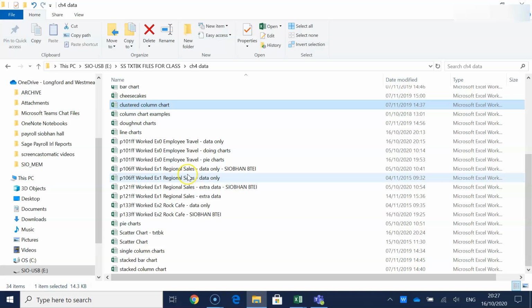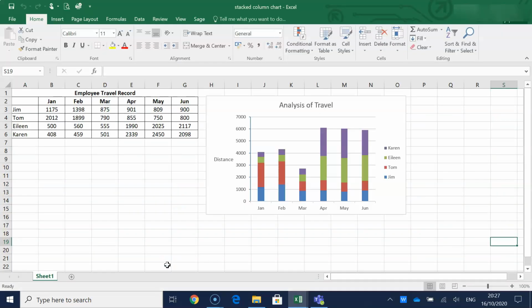Stacked column chart. In a stacked column chart, distance travelled by Karen, Eileen, Tom and Jim make up one column for each month. This makes it easier to see how the total travel is divided between the four employees in each month. So we have one column for each month, and within that column, different portions are shaded to represent the travel for that particular employee within that particular month.